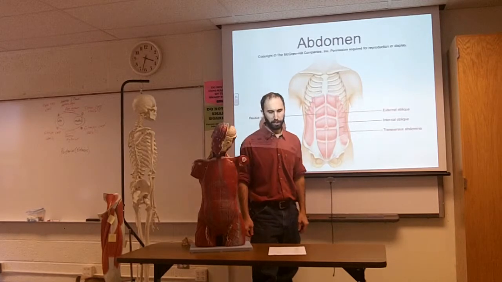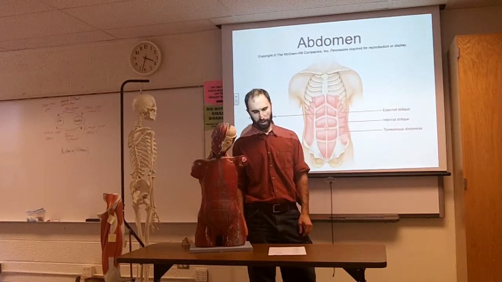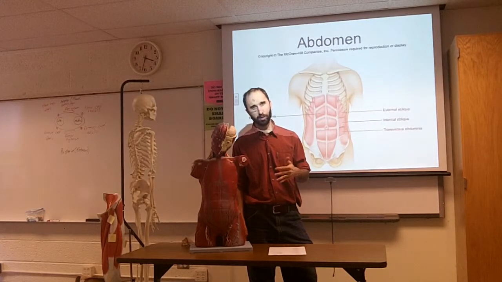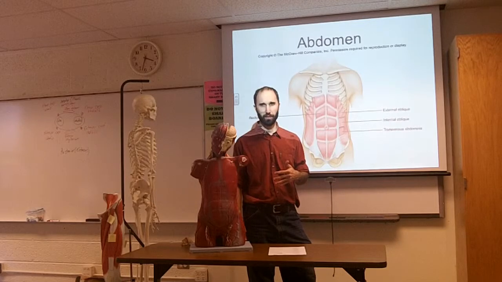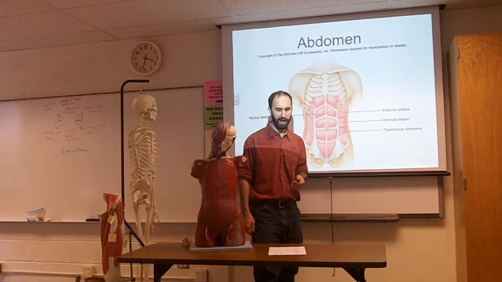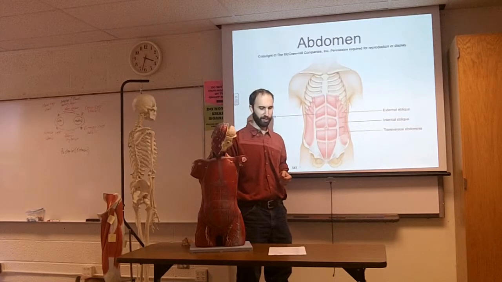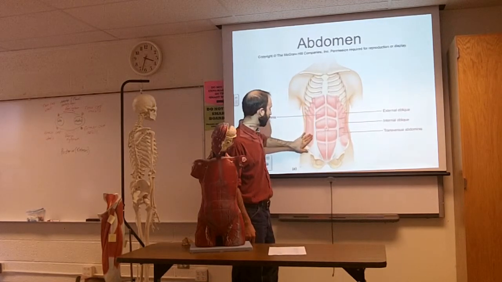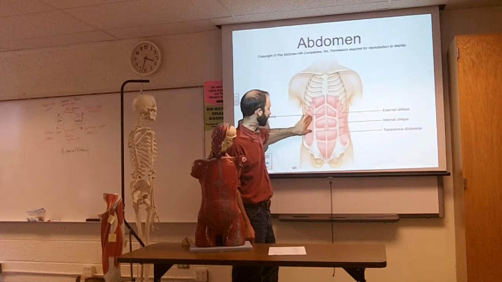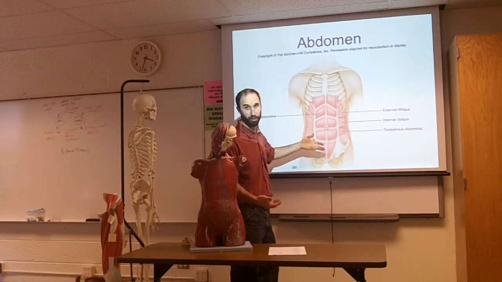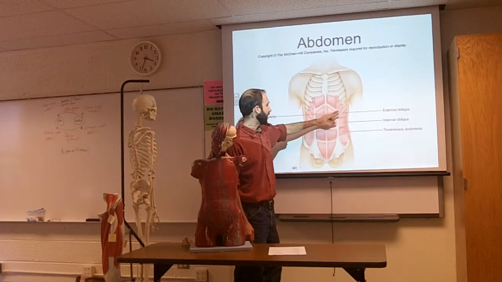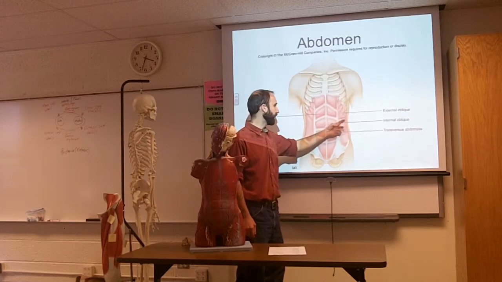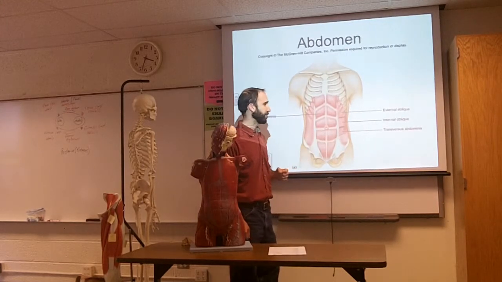Now you have 2 obliques. You have the external and internal obliques. Oblique refers to a diagonal direction of fibers, so it means it's diagonal. And of course you have external and internal. When you look at the lateral parts of your abdomen, here are the external obliques, because they're most external, more superficial. And here you see cut through the external obliques, and you can see the internal obliques have fibers that go the opposite direction.